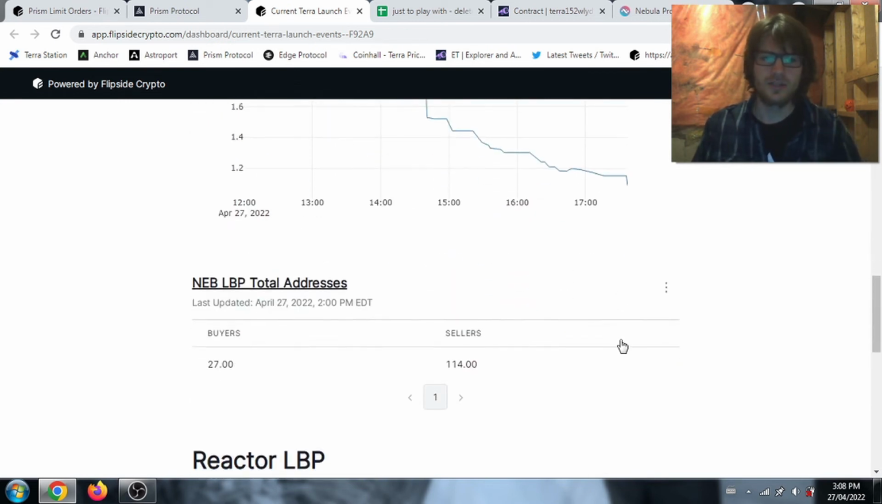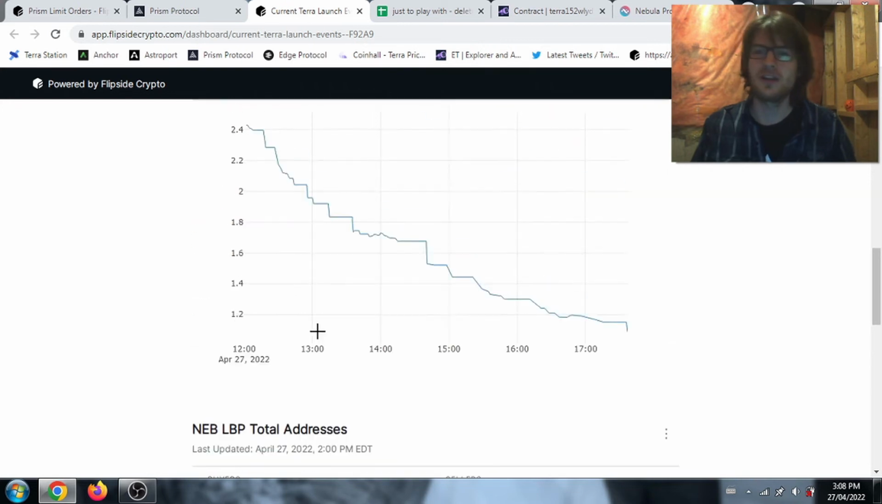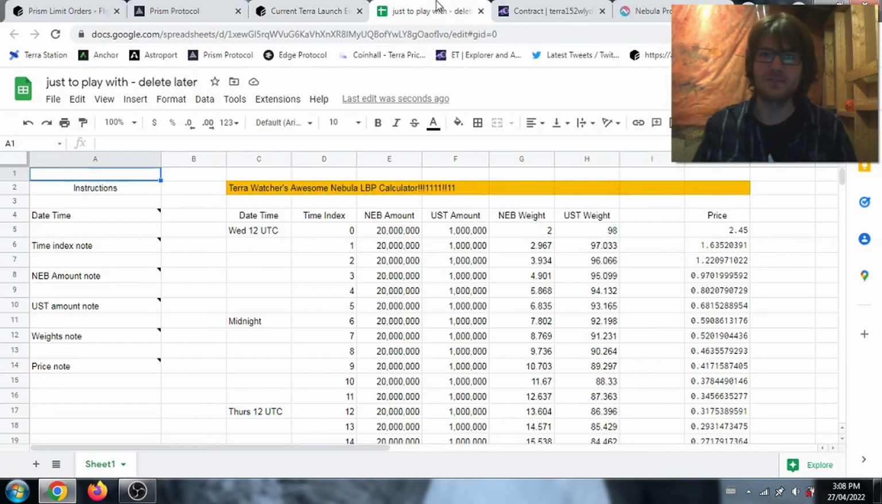And the question, and take a look at this. Look at the addresses that have interacted with this LBP. What the heck? Is everybody at work or something? If they're at work, why aren't they getting into this LBP at work? They should be trading. They should take a lunch break, and they should at least sell some NEB. You shouldn't be buying NEB at this point. But anyway, very few people have been interacting with the LBP thus far.